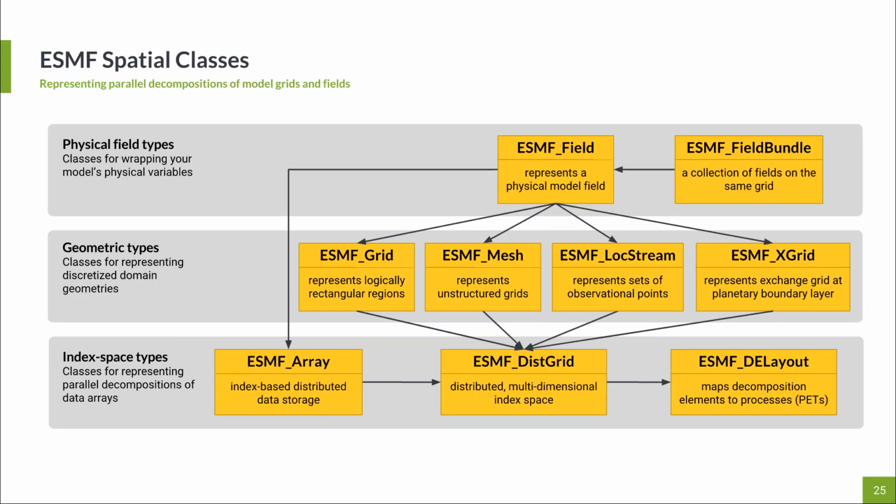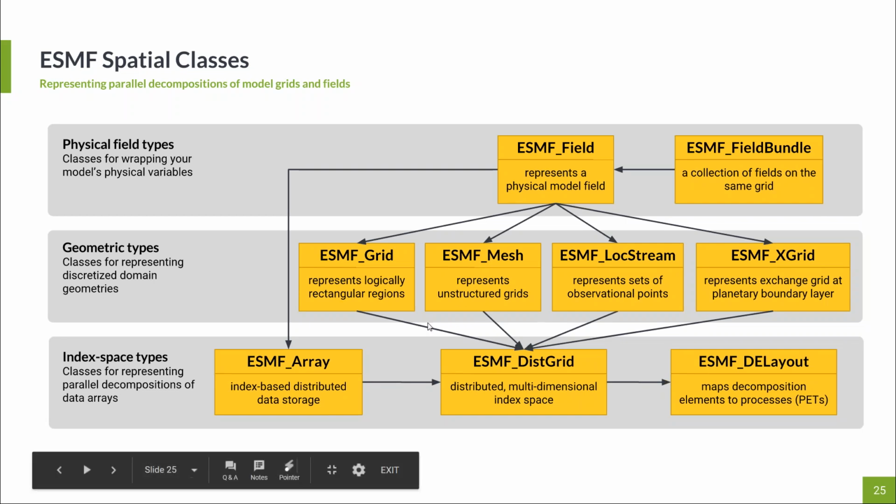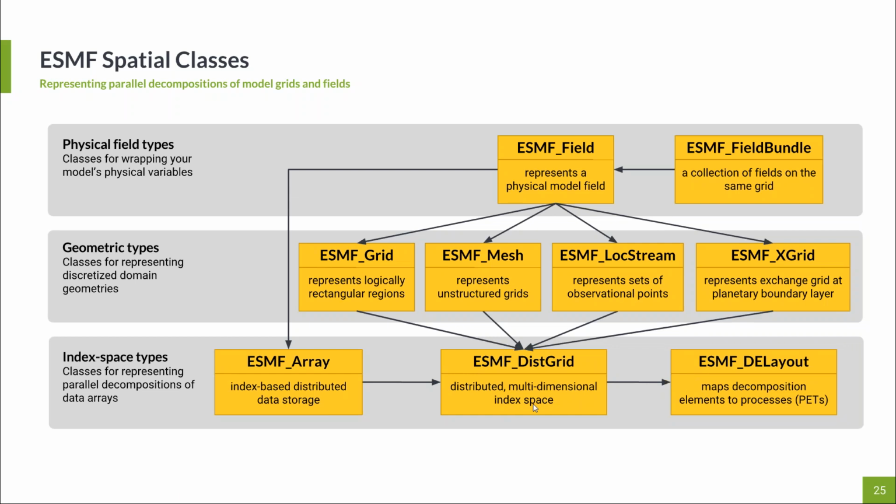So let's look a little bit more at the code and what the different data types are that you need to work with to use the ESMF regridding and parallel communication. At the bottom, there's a class called the dist grid, which is a distributed index space. So you just think of defining your index space, your i's, j's, and k's globally, and then the dist grid uses something called the DE layout to map that index space to a set of processors.